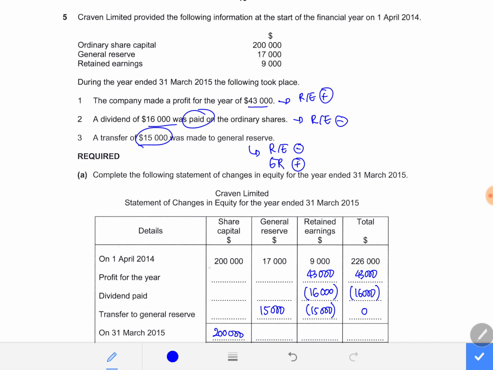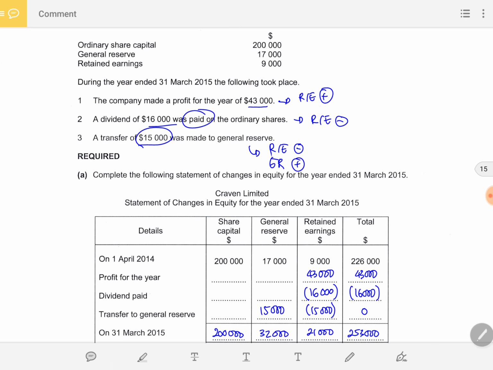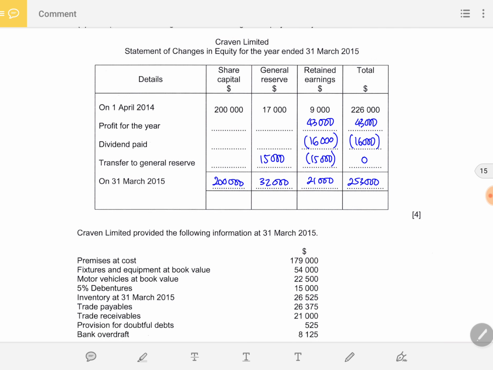Vertically, share capital is 200,000, your general reserve is 32,000, and your retained earnings 21,000, and then your total is 253,000. Okay, that's it. The total vertically and the total horizontally must be the same.